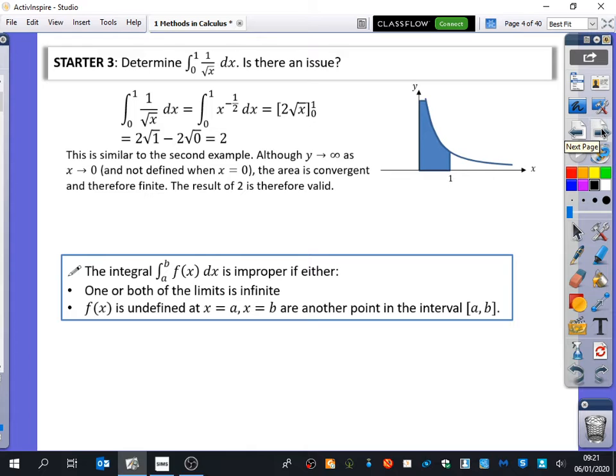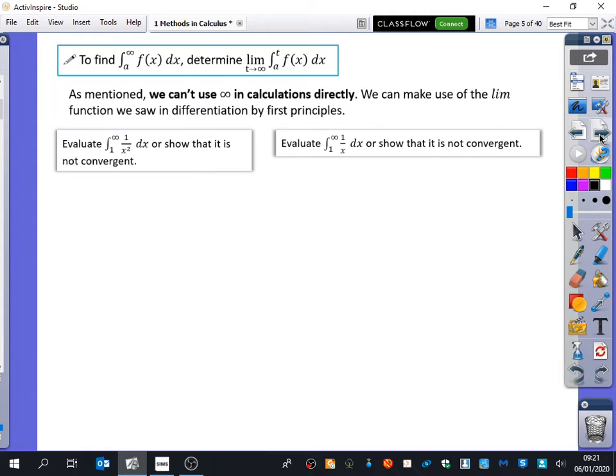Okay? So let's have a look at actually just doing a couple of these things here. First type of one we're going to look at is when there is an infinity symbol inside the integration. And this is the more formal way that we do this. So to find this, what you do is you get rid of the infinity symbol and you take it as a limit instead. So you can't use infinity in calculations, but you can use the variable t, and then we can see what happens when t tends towards infinity. And we've come across this idea of limits when we were looking at differentiation, when we use differentiation by first principles.